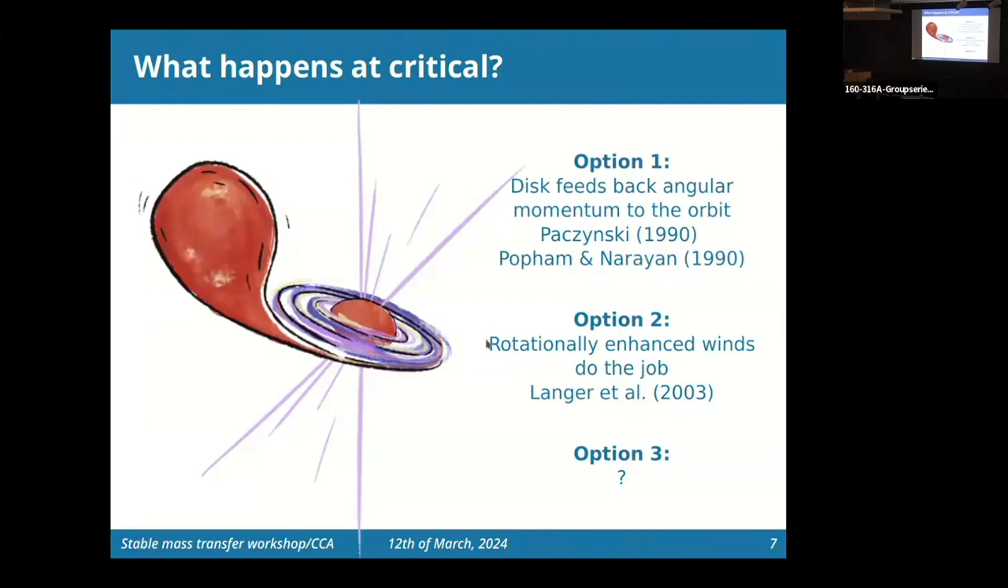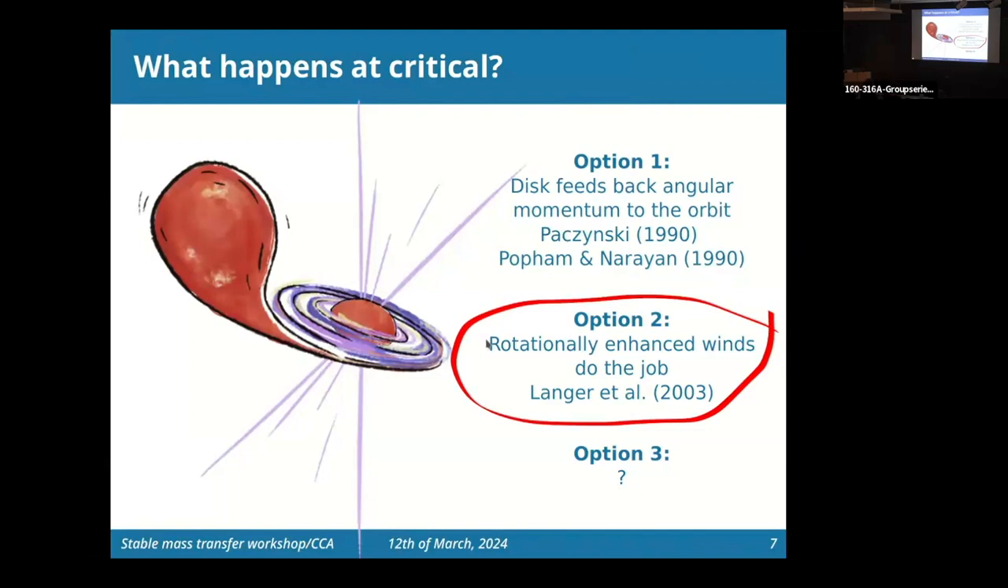Option number two, which is the most popular one: rotationally enhanced winds do the job. We're just accreting, we're spinning up, and the star can just start shooting out whatever we send it. And option number three, I will get back to it a bit afterwards. So what does this model in particular mean? This is the most popular one. I think part of it is because we have working models that can do this type of evolution that are more or less off the shelf, and we can get that done.